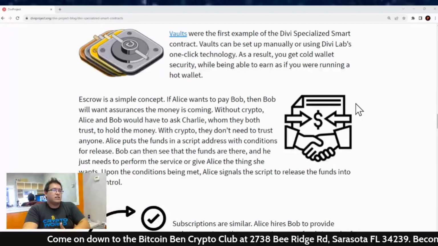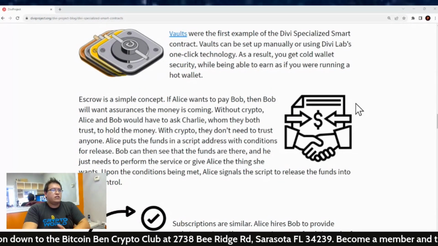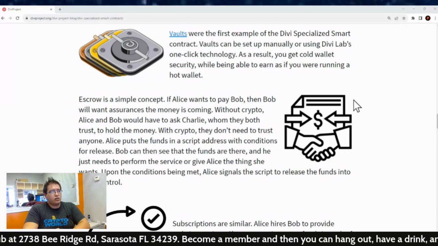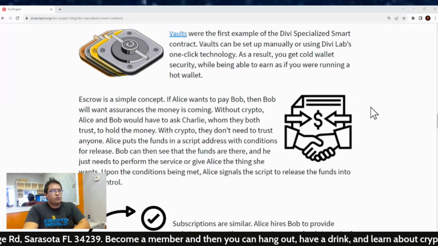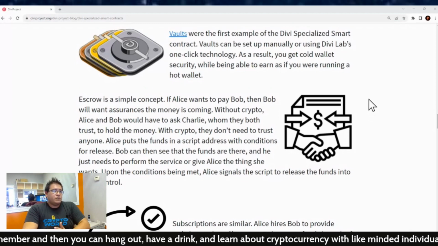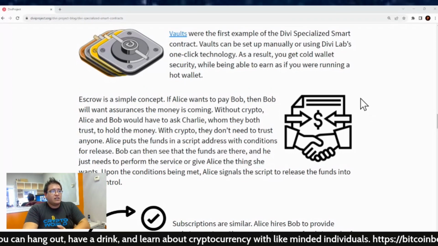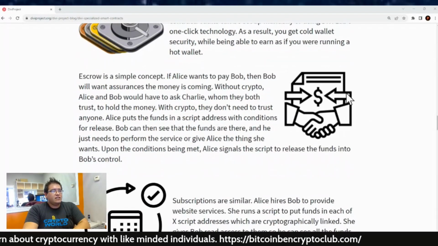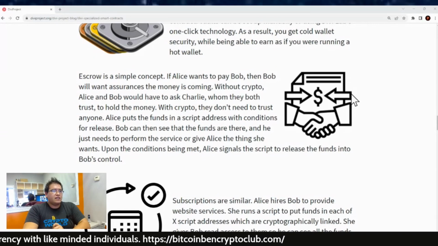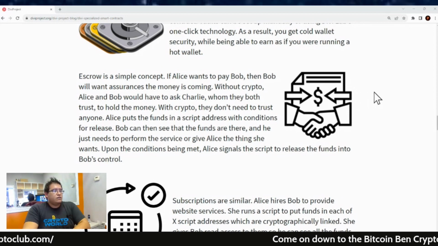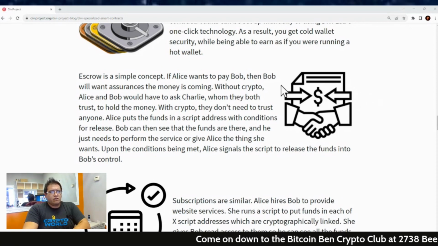If Alice wants to pay Bob, then Bob will want assurance that the money is coming. Without crypto, Alice and Bob would have to ask Charlie, whom they both trust, to hold the money. With crypto, they don't need to trust anyone. Alice puts the funds in a script address with conditions for release. Now, Bob can then see that the funds are there, and he just needs to perform the service or give Alice the thing she wants. Upon the conditions being met, Alice signals the script to release the funds into the Bob's control. So that is what escrow is.